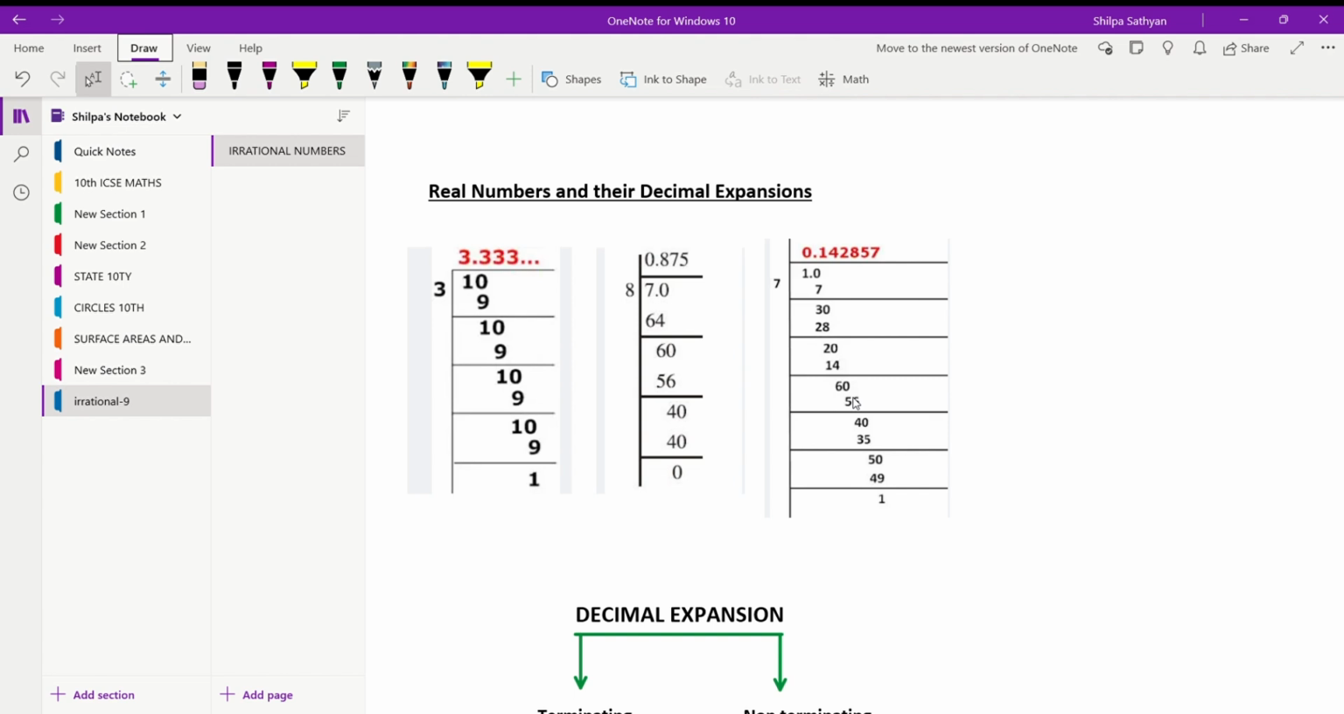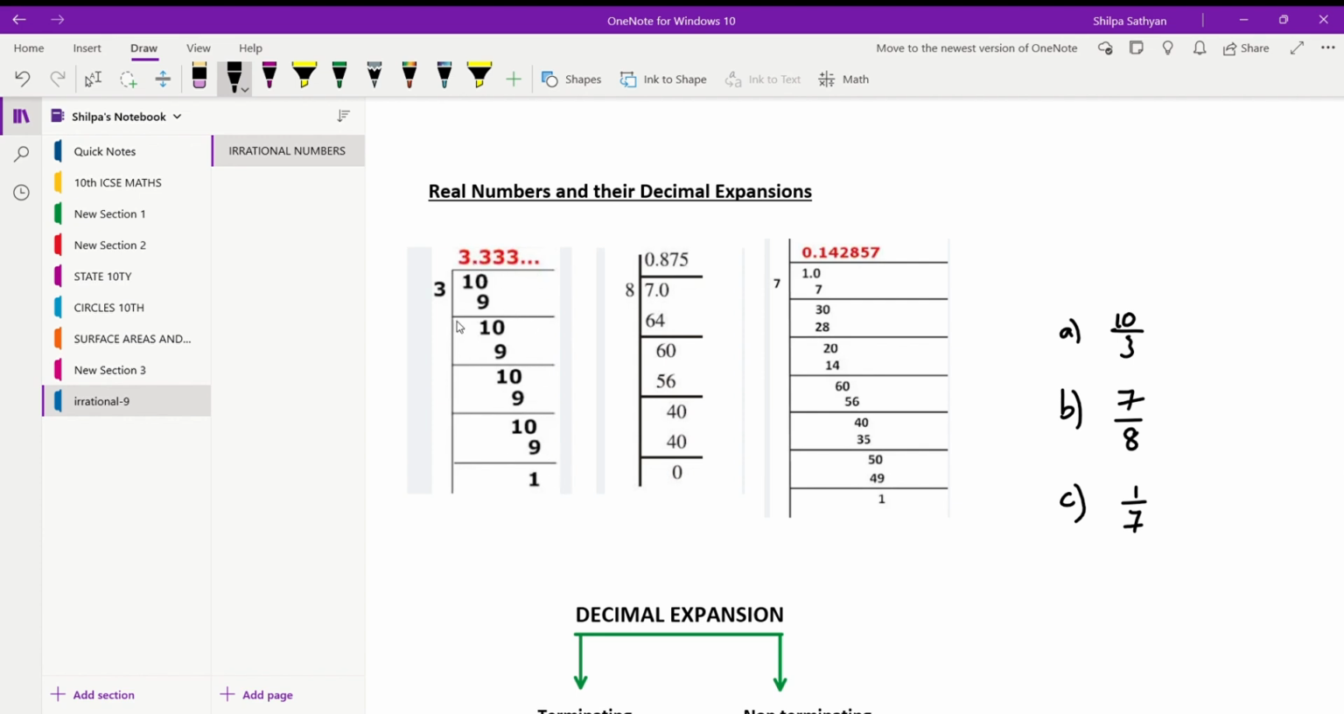Coming to the next topic, real numbers and their decimal expansion. Here I had shown 3 fractions and their decimal expansion. The first one is 10 by 3, the second one is 7 by 8, and the third one is 1 by 7. Here you can see their decimal expansion. Look at the quotient and also the remainder.